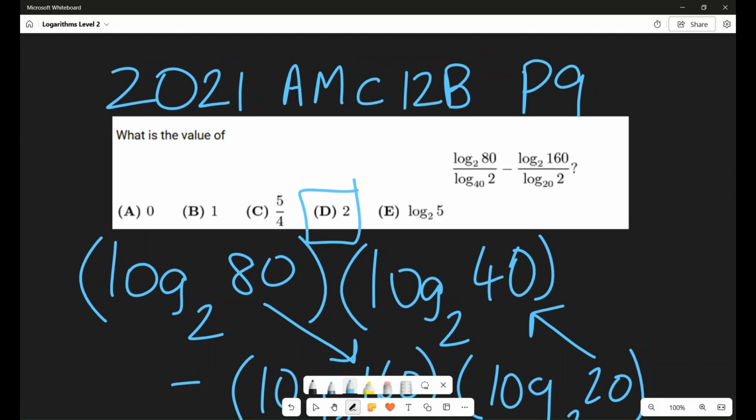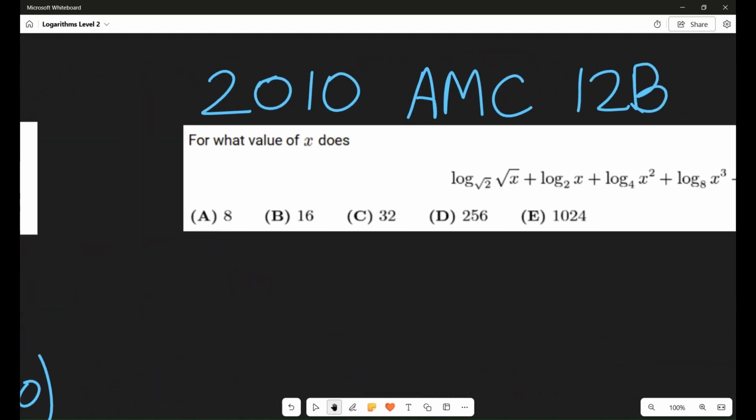So this question was a lot more messy than the last one, but we used the properties that we identified in the last video and in the last problem, and we found our answer. So now we can move on to the next one.